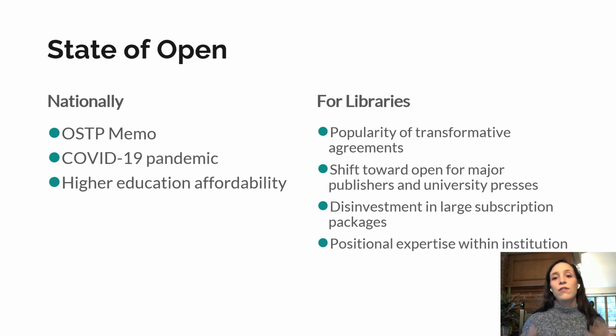We also see the shift in libraries, so the popularity of transformative agreements. We get emails from vendors saying, we can work on this transformative agreement and flip some scholarship to open. So some libraries have been pursuing that. There's also a shift toward open for major publishers and university presses. So for major publishers, there are increasing opportunities to publish gold OA, and some university presses are going green OA and making all of their content open.